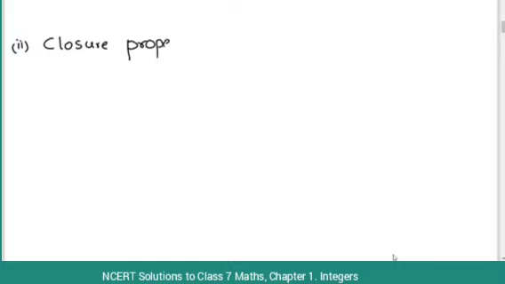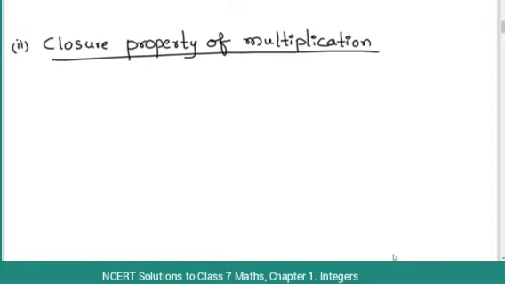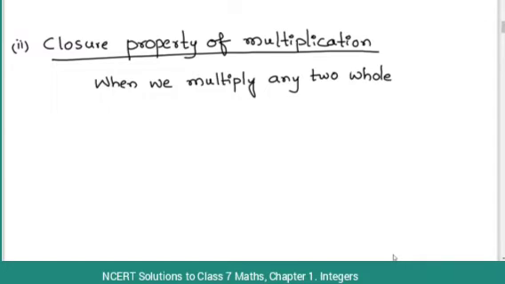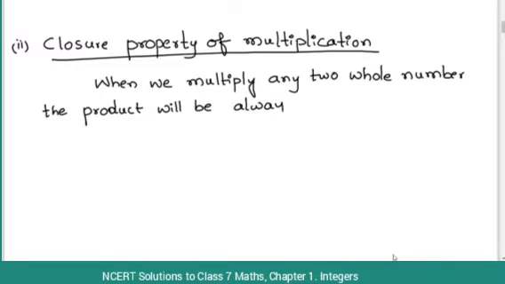Next one is the closure property of multiplication. In the closure property of multiplication, when we multiply any two whole numbers or any two integers, the product will always be an integer. Or we can say that when we multiply any two whole numbers, the product will always be a whole number.